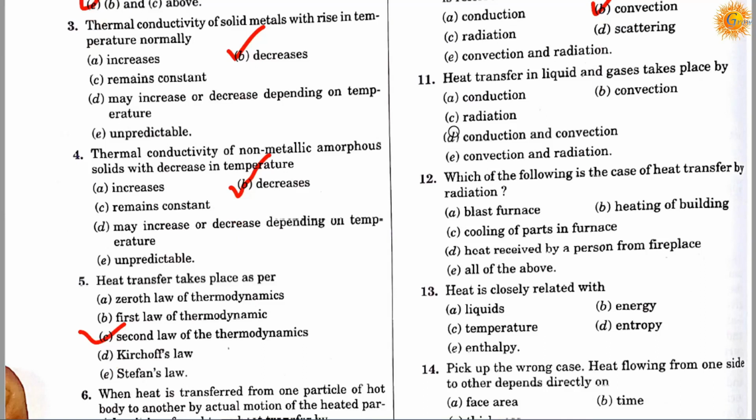Question number 11. Heat transfer in liquids and gases takes place by: option A, conduction. Option B, convection. Option C, radiation. Option D, conduction and convection. And option E, convection and radiation. So the correct answer is B, it will be convection.